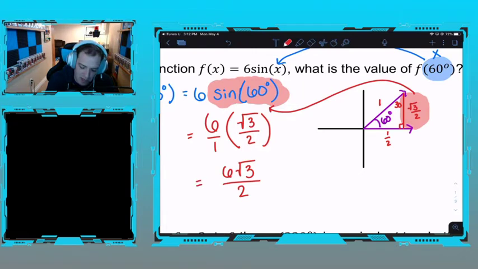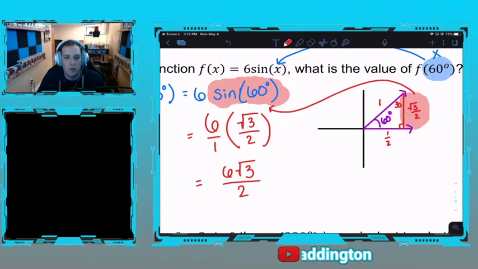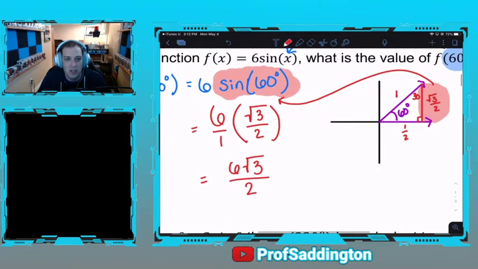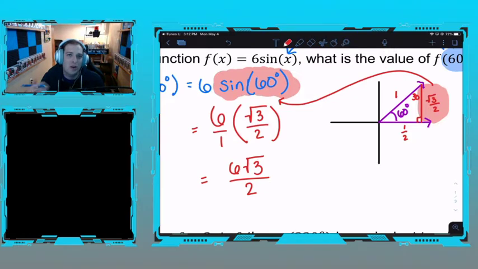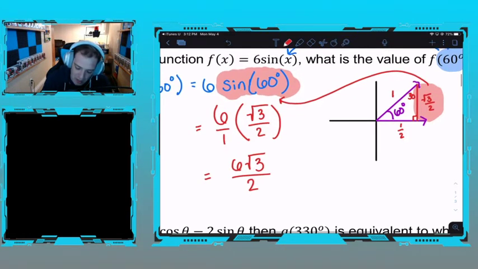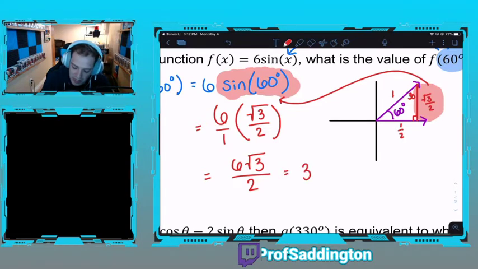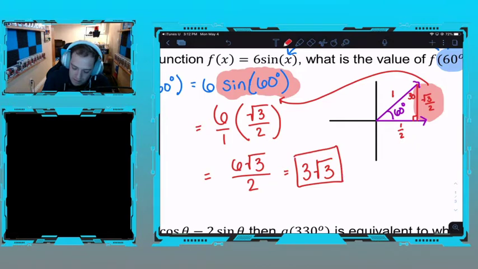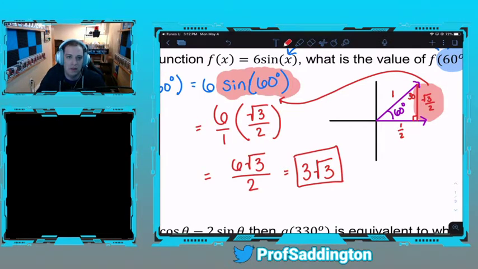The last thing I would have to do is just reduce that. And when you guys go to divide that fraction, that 2 on the bottom can only be divided with the outside number. So we can do 6 divided by 2, which really means we're going to have 3 radical 3. Okay?